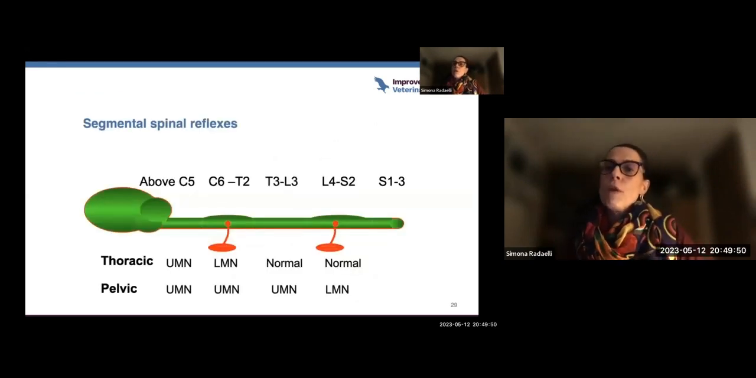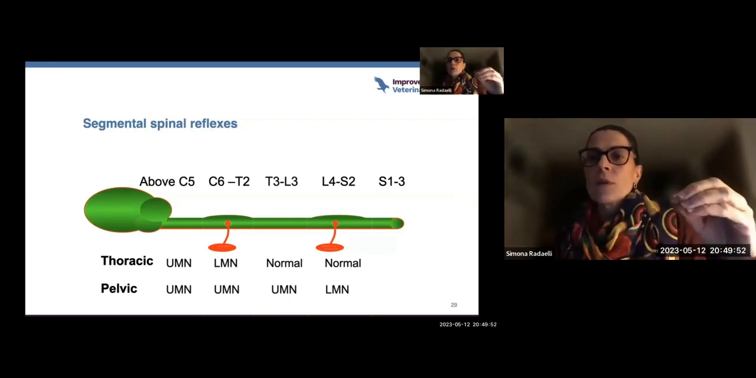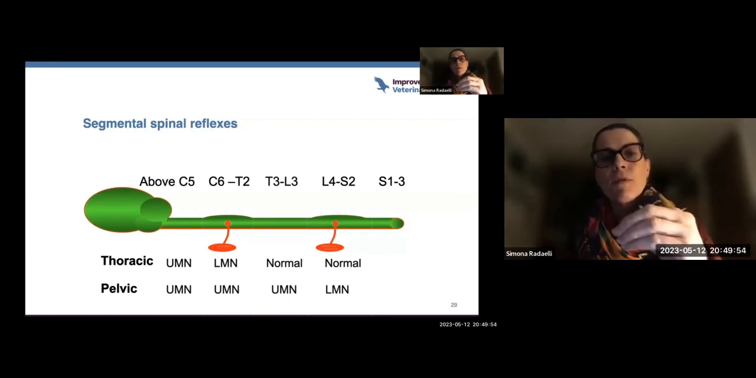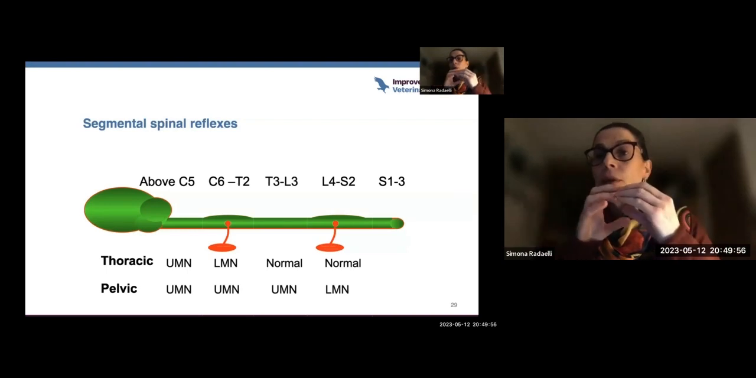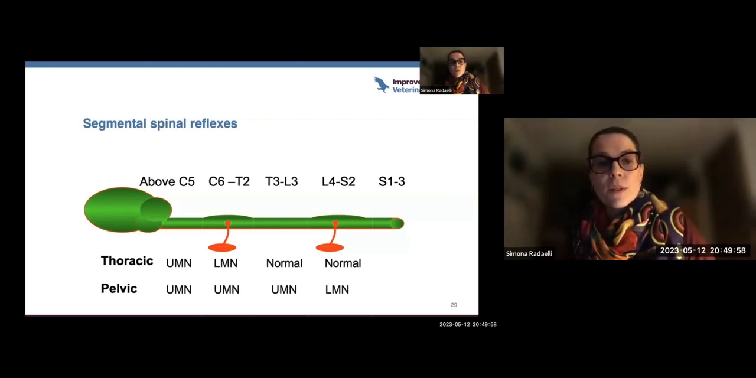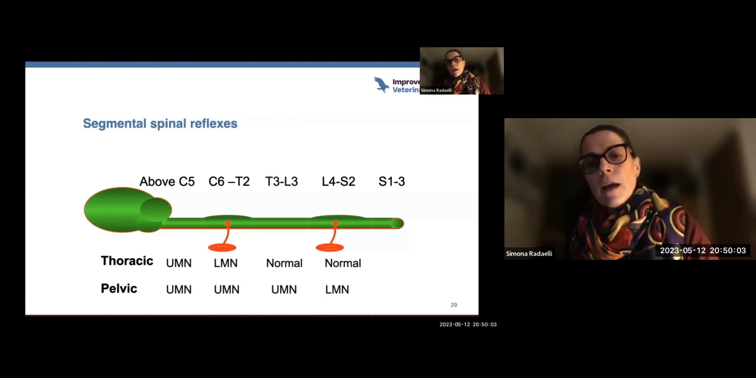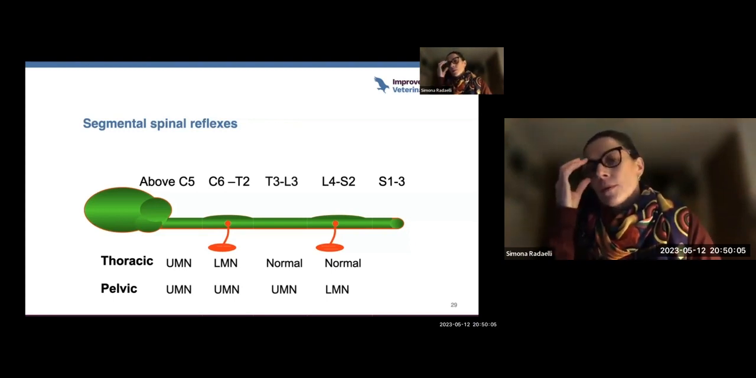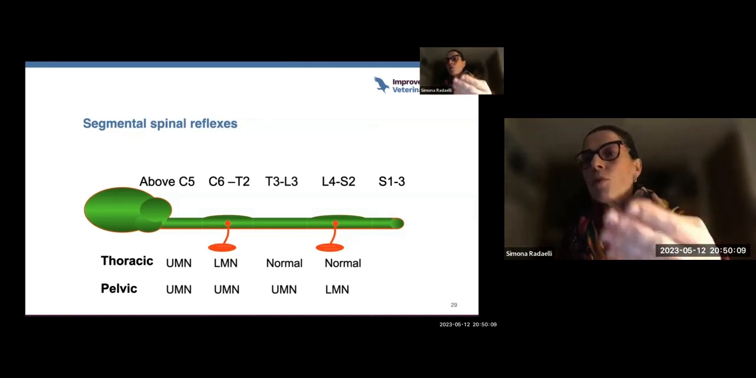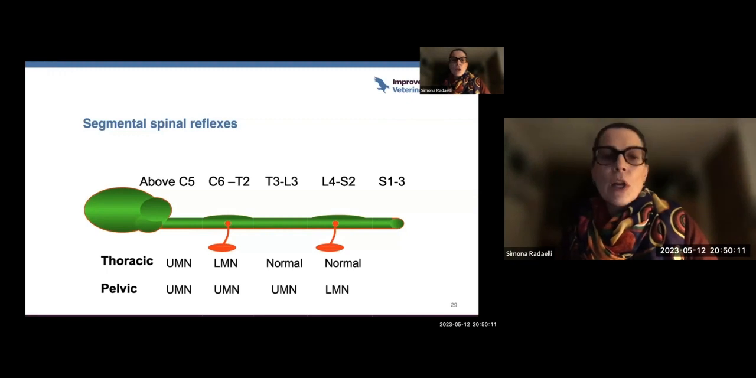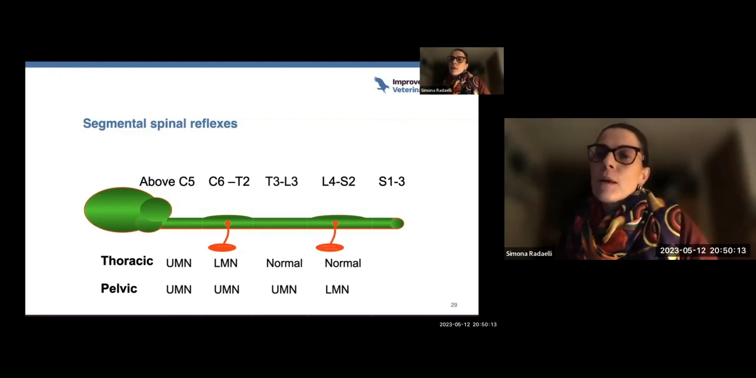So if we put together the information of the proprioception and the segmental spinal reflexes, we can start narrowing down the lesion within the spinal cord, for example. A lesion above C5 will give upper motor neuron signs to the thoracic and pelvic limbs, which means we can have abnormal gait and abnormal proprioception, but the segmental spinal reflexes will be normal in all legs.